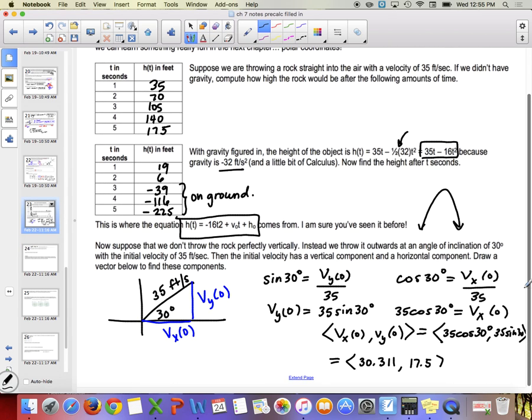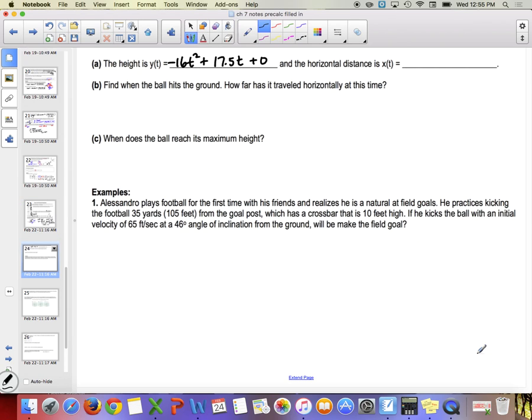Is that equation below the table supposed to be t squared? Or is it supposed to be t? It's t squared, yeah. Okay. t squared. All right, and your x component is 30.311, so we're saying for every single second, it's going 30.311 feet.